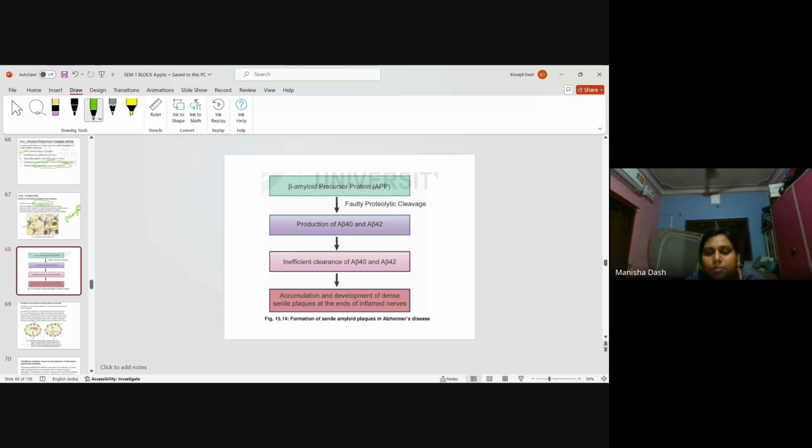So this is actually the procedure of formation of the amyloid plaque. These are the beta amyloid protein precursors. Because of the faulty proteolytic cleavage, there is production of the beta amyloid protein, that is AB40 or AB42, and inefficient clearance of AB40 and AB42. Usually when they are produced, they should be cleared. But if they are not cleared, they will keep on accumulating and this will lead to development of the dense senile plaques at the end of the inflamed nerves.